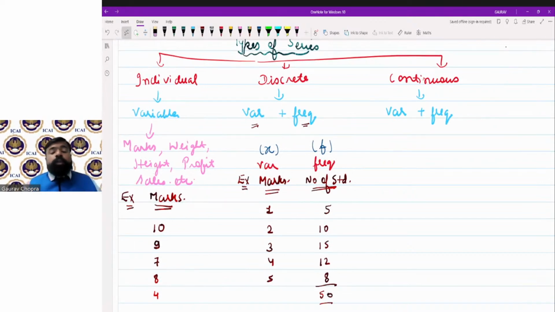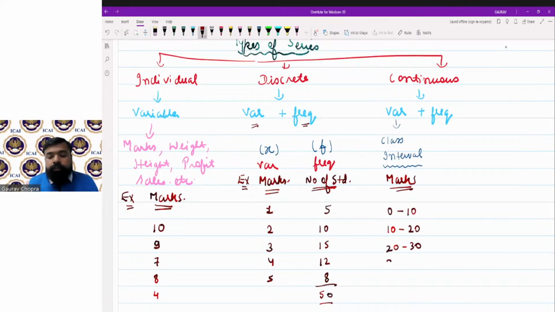Now comes the third one. The third one says variable continuous series. It is having variable as well as frequency, but variable is in the form of class interval. Variable is in the form of class interval. So let's write here marks. So we can write 0 to 10, 10 to 20, 20 to 30, 30 to 40. So these are the class interval of marks.